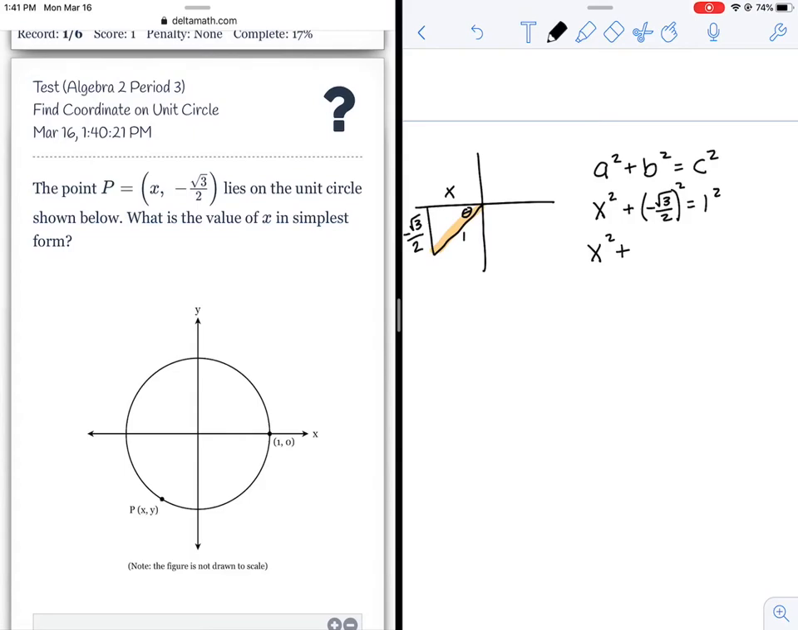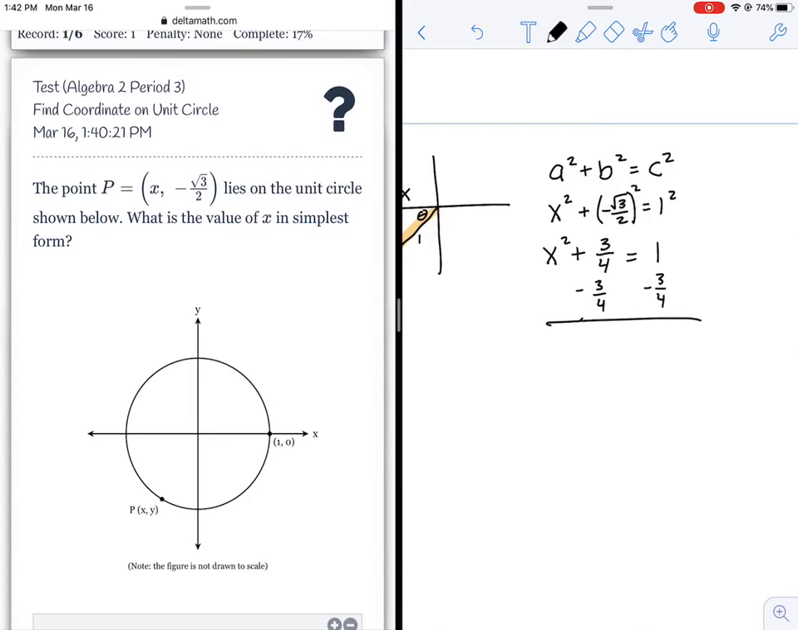We do know when we square something, I'm multiplying it by itself. So a negative and a negative should give me a positive. If you got a negative on something like this, then you know that you might have typed something in wrong. I would check for parentheses. So if I do negative radical 3/2 squared, I'm going to end up with 3/4. That equals 1 squared, which is just 1. So 1 minus 3/4 is going to give me 1/4. So I get x squared equals 1/4.